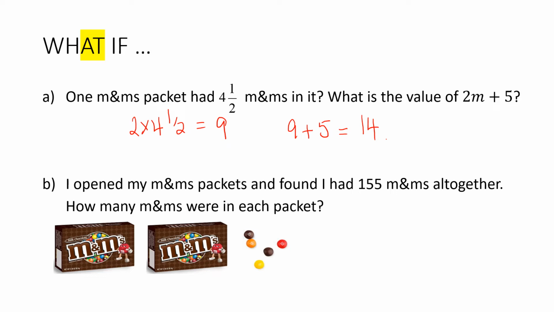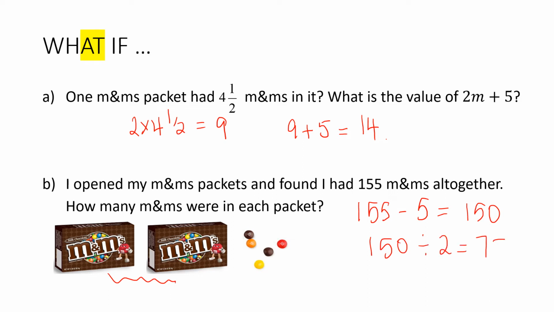Suppose I opened my M&M's packets and I found that I had 155 M&Ms altogether. Well, how many M&Ms must have been in each packet? Have a think about that one for a sec. So I've got 2m plus 5 is equal to 155. If I do opposite operations, I can work backwards and get back to what each M&M packet contains. So I take my 155, I subtract the 5, which gives me 150. That must be what 2m is equal to. And then 150 divided by 2 is 75.